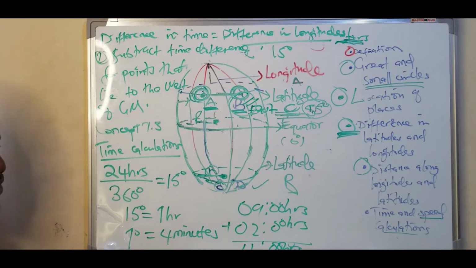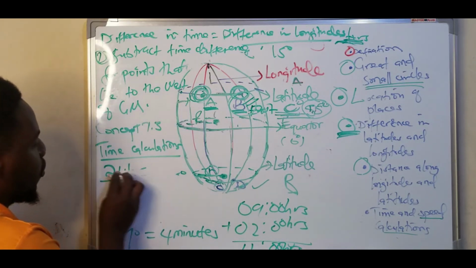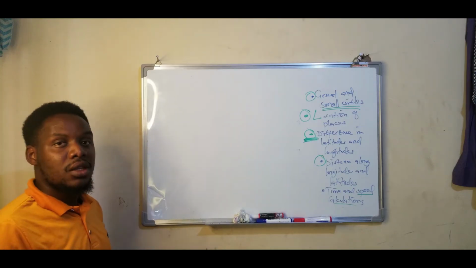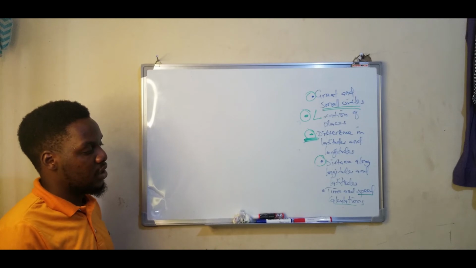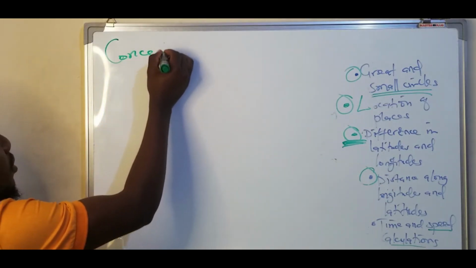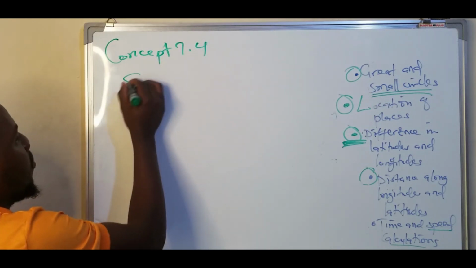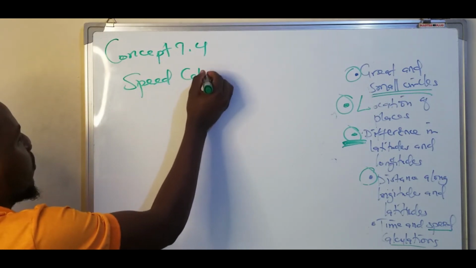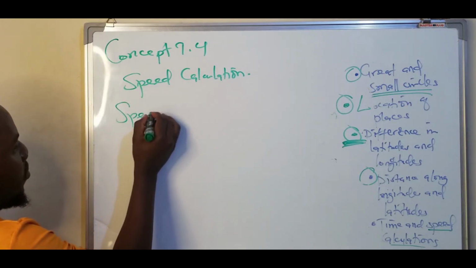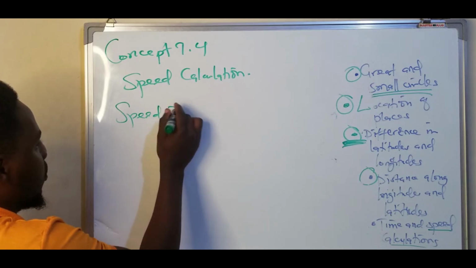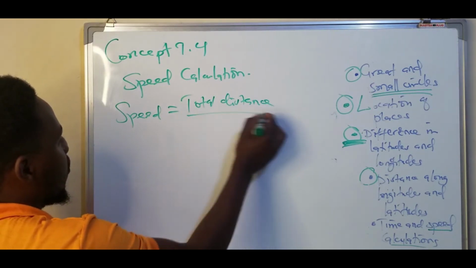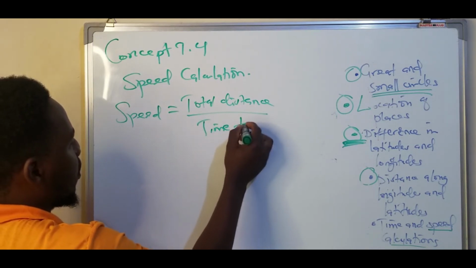Now let's talk about the last part, which will be concept 1.4. Now that we're done with time calculations, concept 1.4 will be our last concept of this video, which is speed calculation. Now we know that speed is given by total distance over time taken.